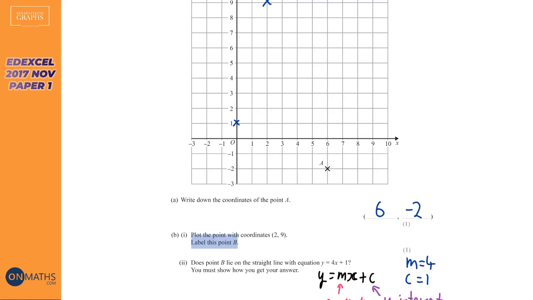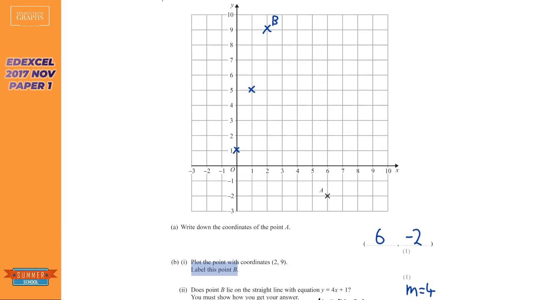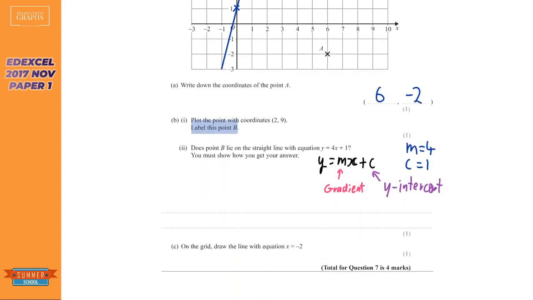Now if the y-intercept is 1, it means the line will start here. And for every 1 to the right, it's going to go up 4. So 1, 2, 3, 4. So it would be here. And then it will go another 1 to the right, and another 4 up, 1, 2, 3, 4, and it would actually reach B. Okay, so if I draw the line on, it would look like this. Hopefully if I do it right. There we go. And that's one way of answering it. That's not actually the easiest way of answering it.